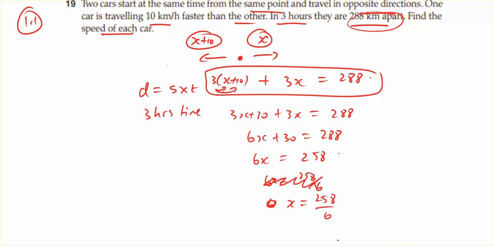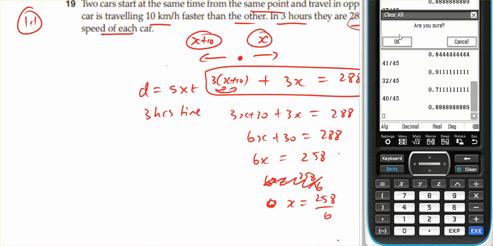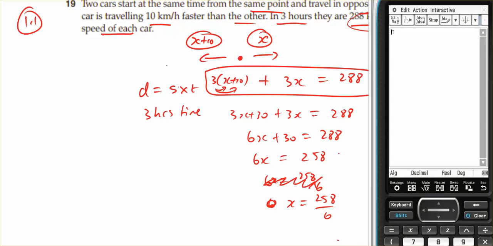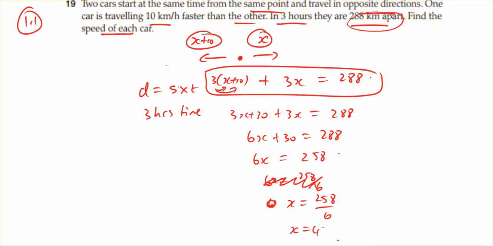Now, for bigger numbers, I'm not expecting you to need to use your head. You can use a calculator. So I'm going to click that. You can go 258 divided by 6, 43. So x equals 43.